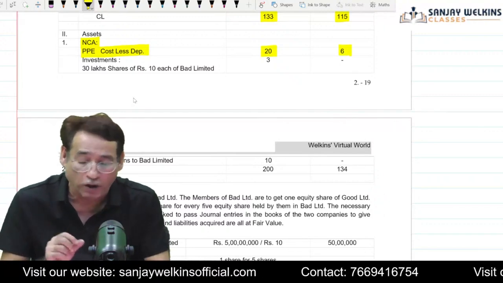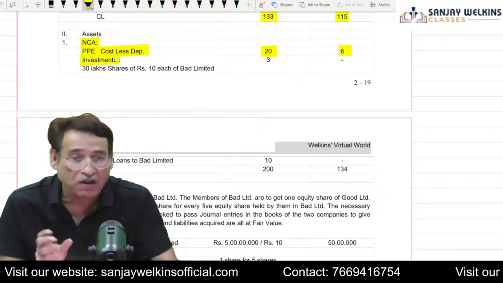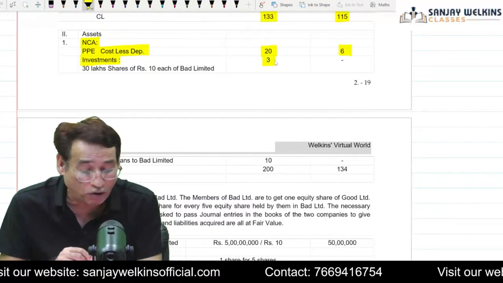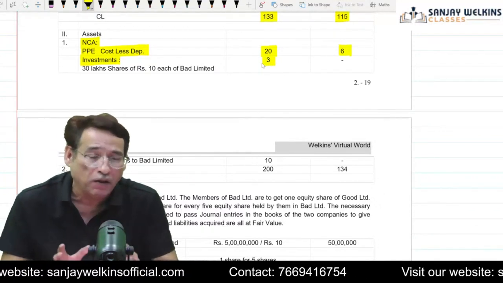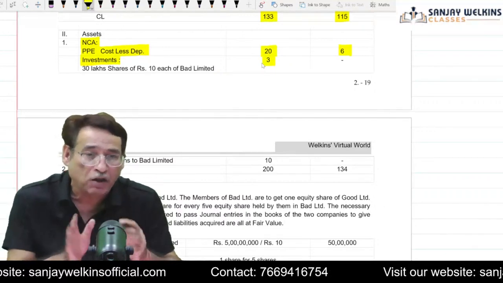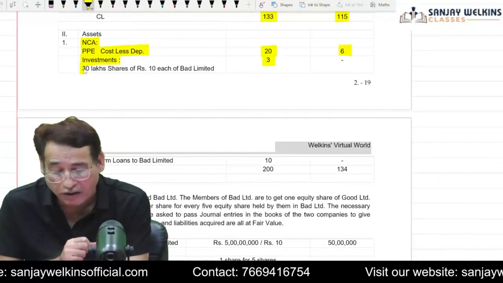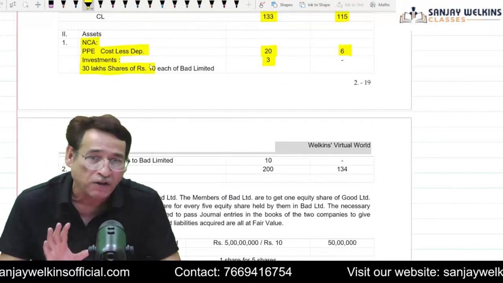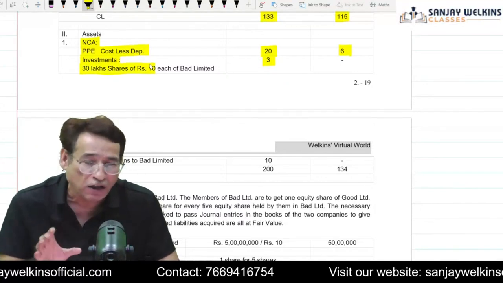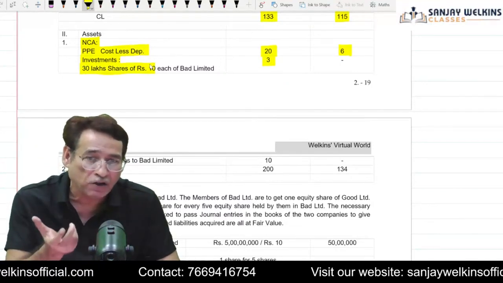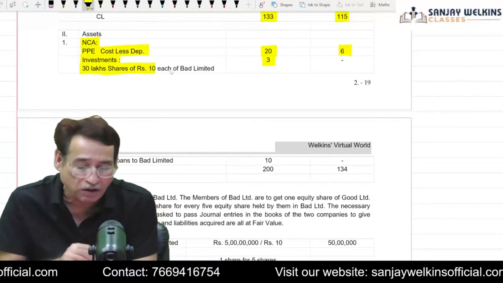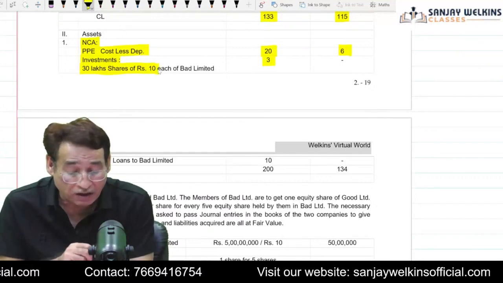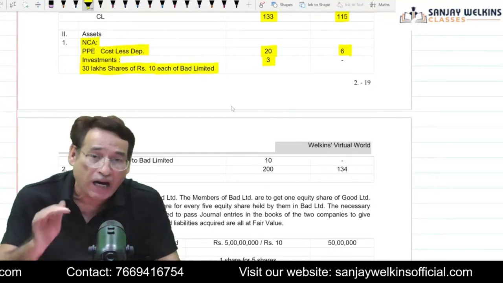Now the important point is investments. You can see this investment is written in the column of Good Limited. And this amount is 3 crore. That means Good Limited has spent 3 crore rupees in acquiring 30 lakh shares of 10 each. In order to acquire 30 lakh shares of 10 each, they have spent 3 crore. They have already done this particular investment. And this investment has been done in Bad Limited.